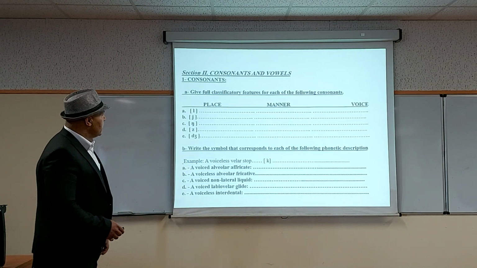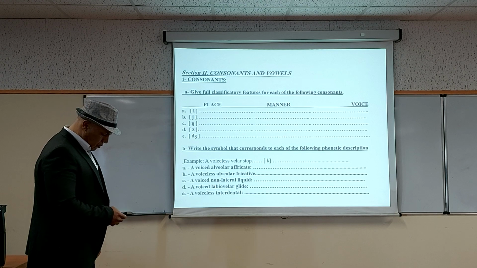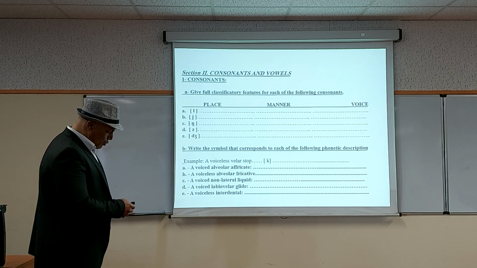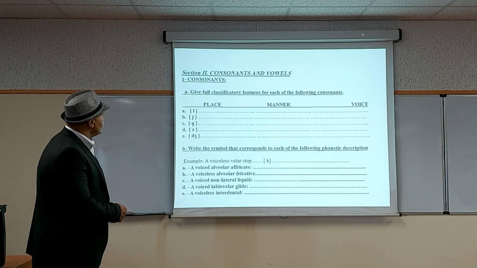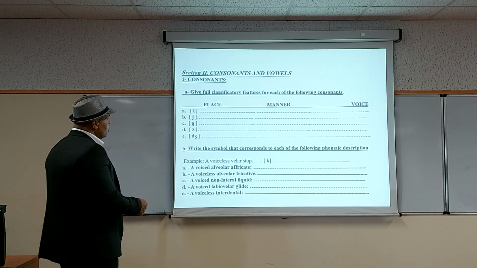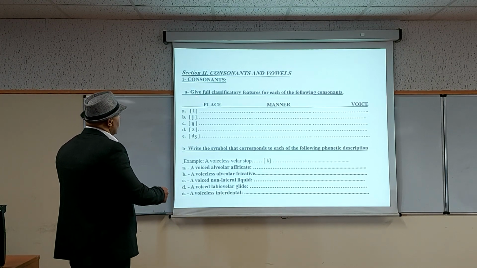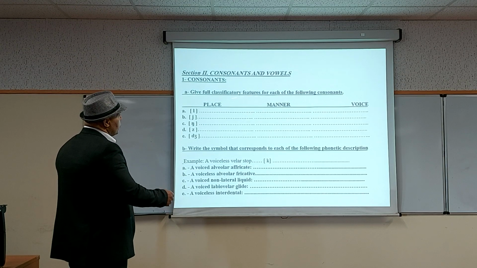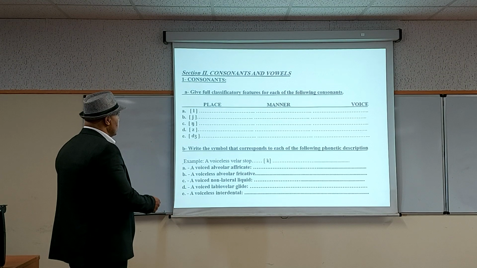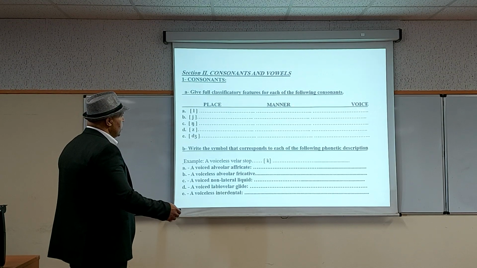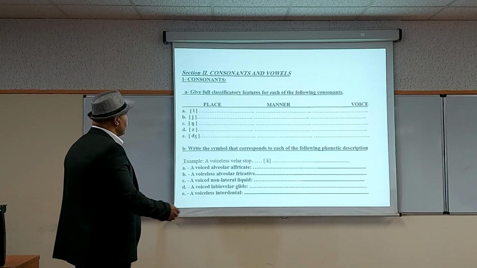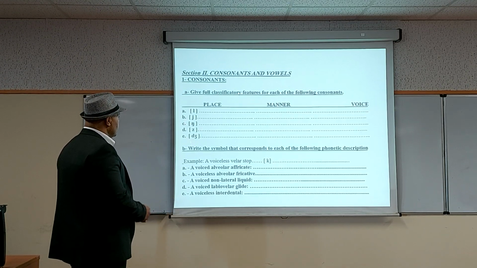So now we go to the exercises, which should look like that. The first one, we have the consonants. We'll give you the chart to fill. Give full classificatory features for each of the following consonants. We have place of articulation, manner of articulation, and voice, whether voiced or voiceless.